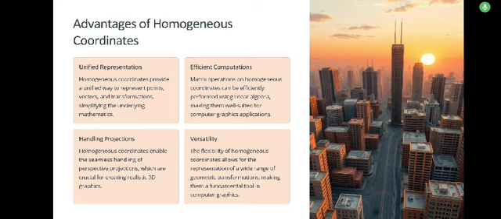Benefits of homogeneous coordinates. Unified representation: homogeneous coordinates provide a unified way to represent points, vectors, and transformations, simplifying the underlying mathematics. Efficient computations: matrix operations on homogeneous coordinates can be effectively performed using linear algebra. Handling projections: homogeneous coordinates enable the seamless handling of perspective projections. Versatility: the flexibility of homogeneous coordinates allows for the representation of a wide range of geometric transformations, which makes them a fundamental tool in computer graphics.